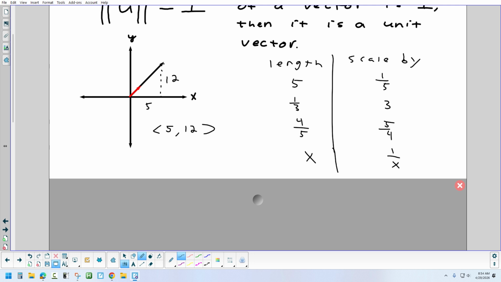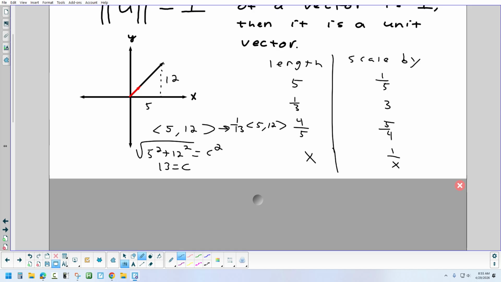Okay, so Christian, can you set up the Pythagorean theorem for me there? 5 squared plus 12 squared. And when you add 5 squared and 12 squared, what do you get? 169. And the square root of 169? 13. So I know that this vector is 13 units long. So I need to scale it by what? 1/13.